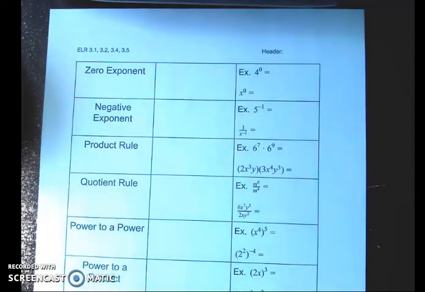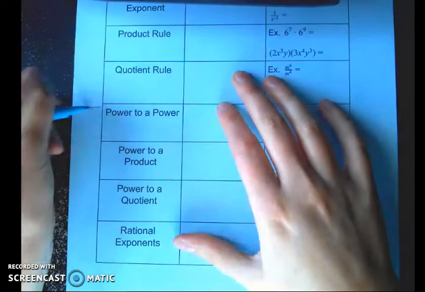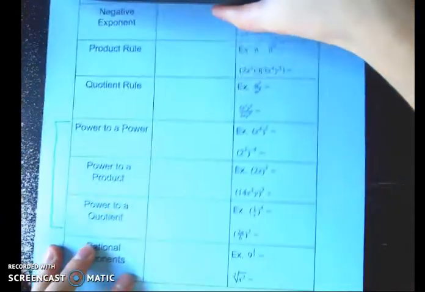Algebra 1B students, this is the video on power rules for exponents. We are going to be filling in these three boxes right here. Okay, so let's just start with power to a power.